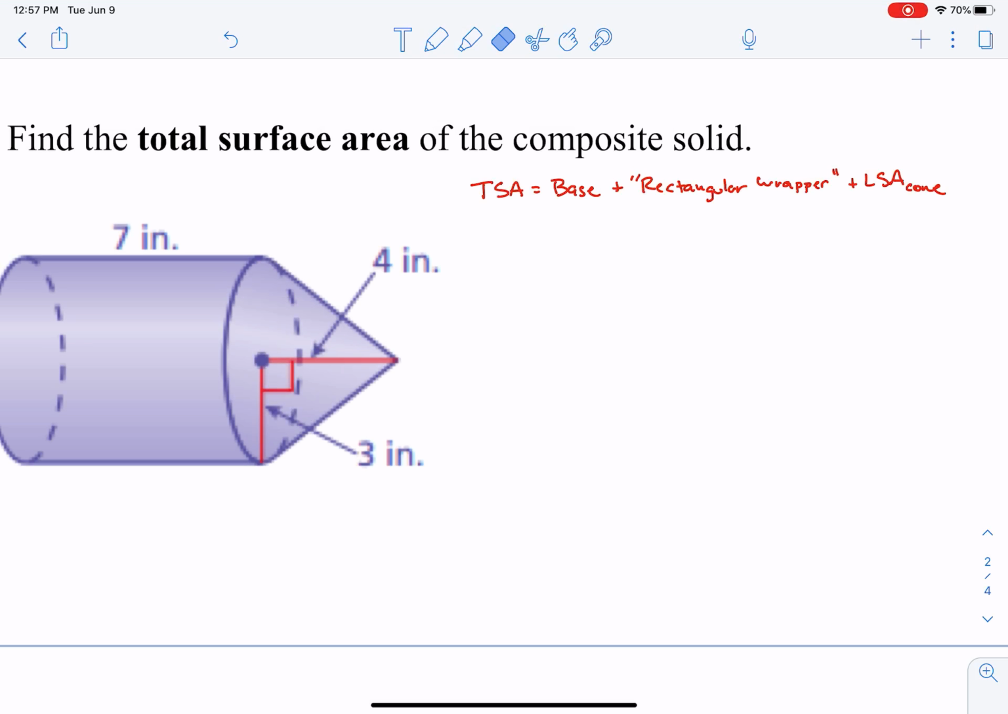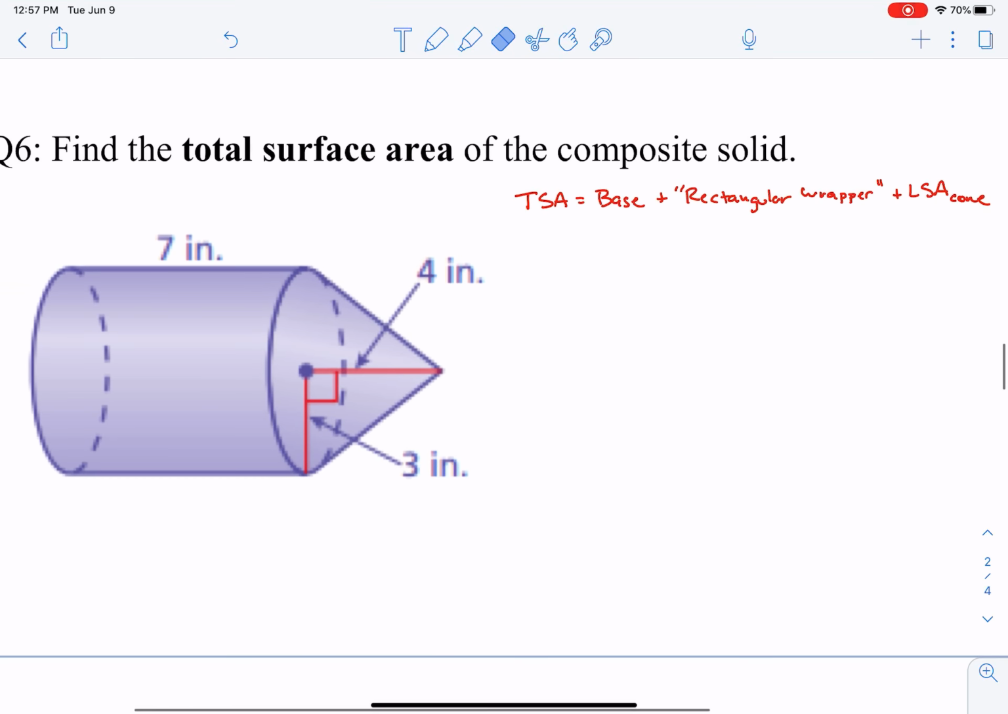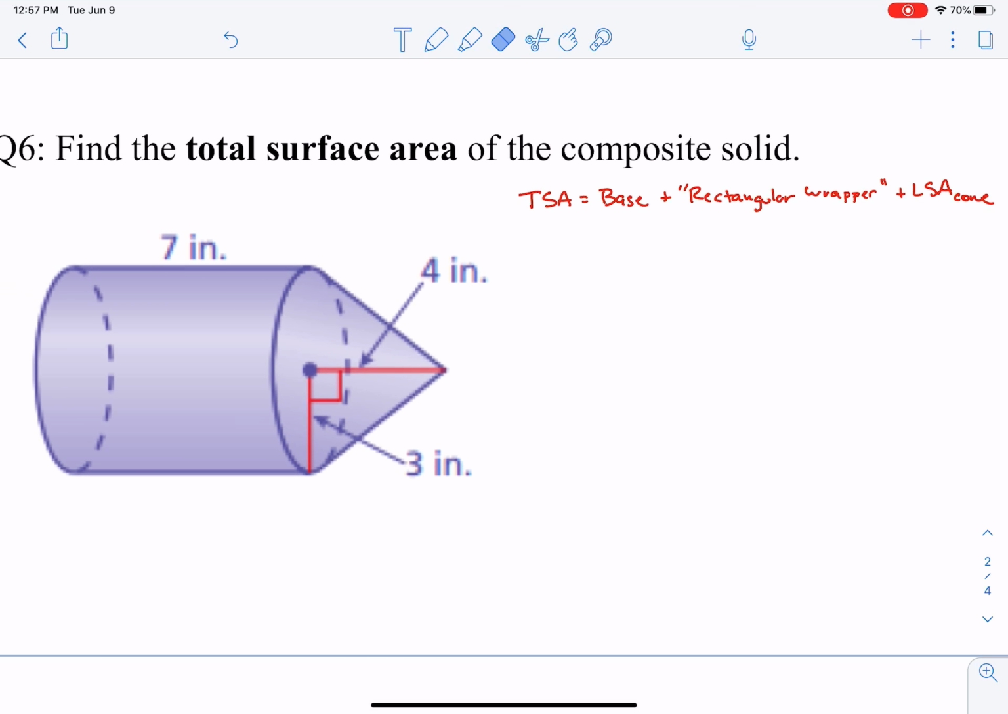Now it's important to note that we do not add the base of the cone or the top of the cylinder because that is where they are joined. If you can imagine yourself as an ant walking on this surface, you would not be able to touch that. So I like to envision I'm an ant, and where could the ant walk? And the ant cannot walk in the area where those two spaces are joined. So those are our three parts that we need to come up with.